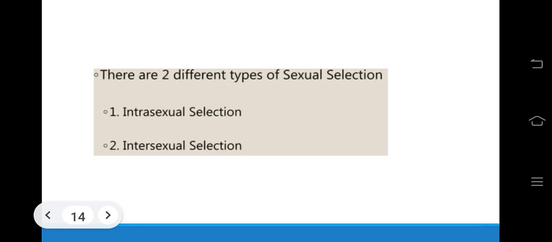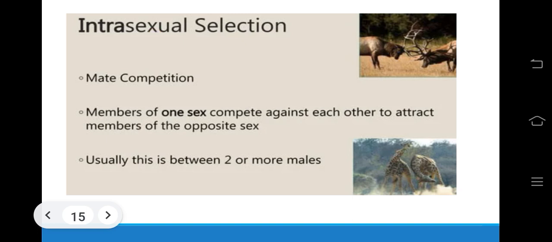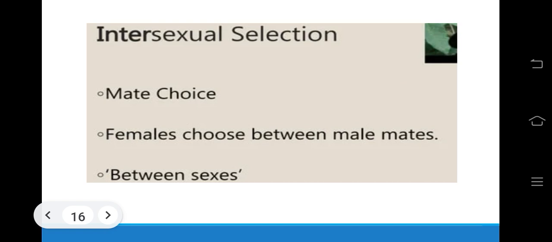There are two different types of sexual selection: intrasexual selection and intersexual selection. Intrasexual selection is mate competition. Members of one sex compete against each other to attract members of the opposite sex. Usually this is between two or more males. Then intersexual selection is mate choice. Females choose between mates, between sexes.